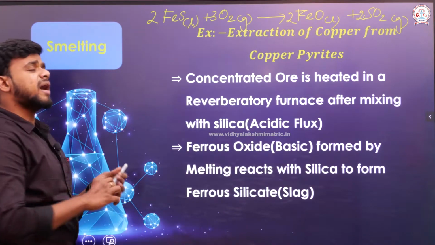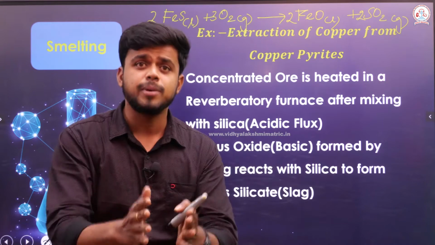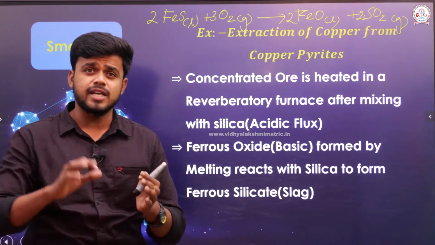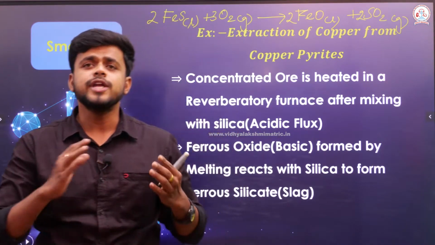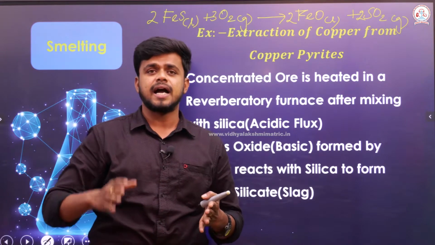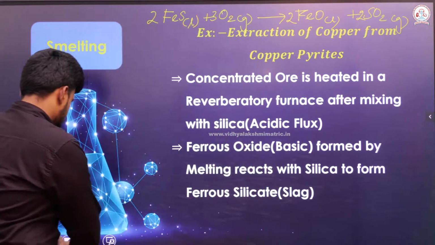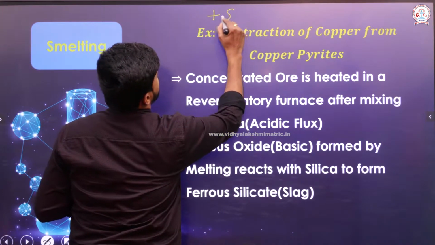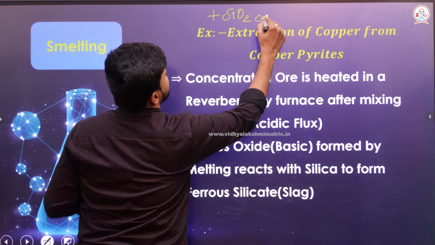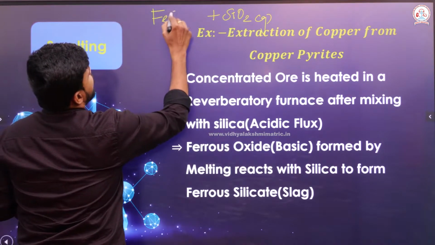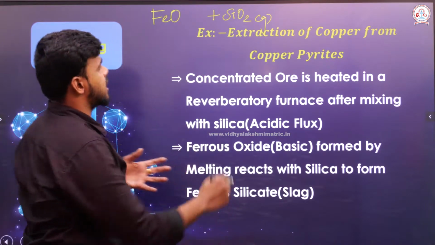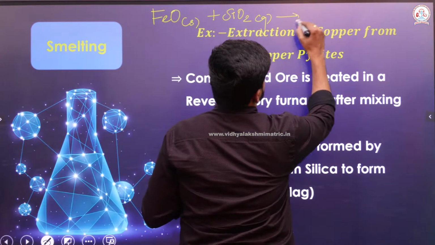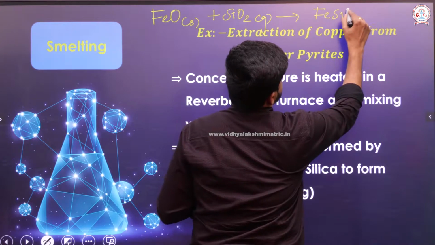Now my idea is to extract the copper alone, not the iron. So the iron which is existing as an oxide has to be removed completely. In order to remove that, I must add a flux. As soon as, by the addition of the flux silicon dioxide, the FeO which is existing as a liquid is cooled and solidified, it will react with the flux and go as ferrous silicate, FeSiO3.